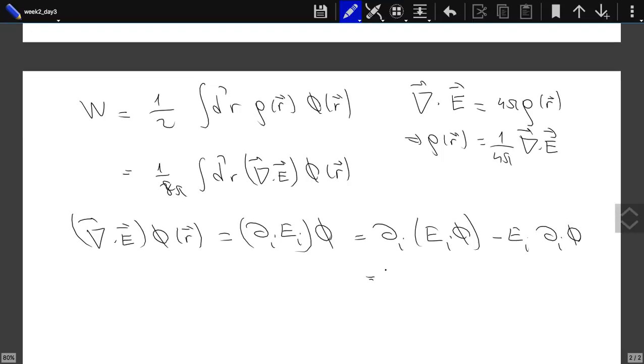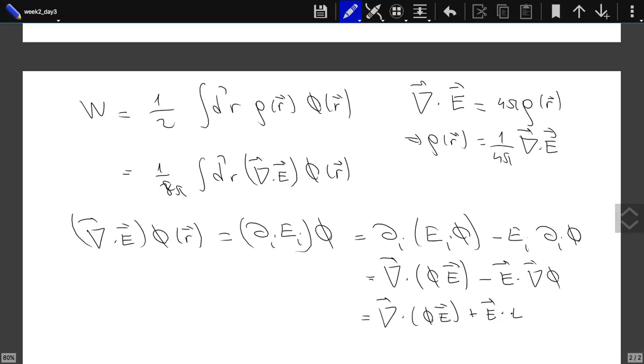Well, the first expression is nothing but the divergence of phi times E. Phi times E is a vector field, so I can take its divergence. The second expression is nothing but the gradient of phi multiplied with the electric field. Well, you see, the gradient of phi was minus the electric field. So this I can also write as the divergence of phi times the electric field plus the electric field dot the electric field.